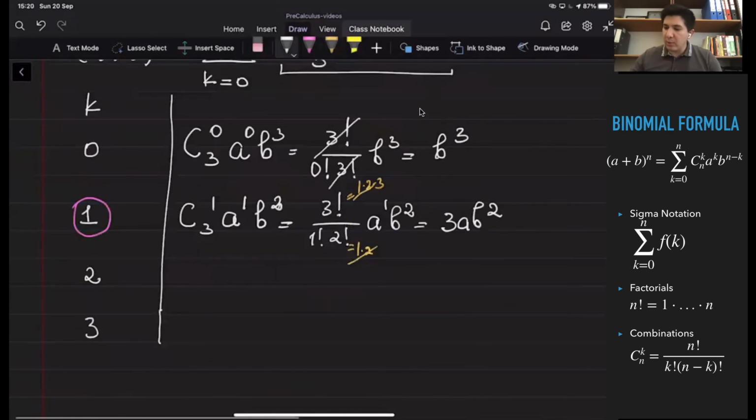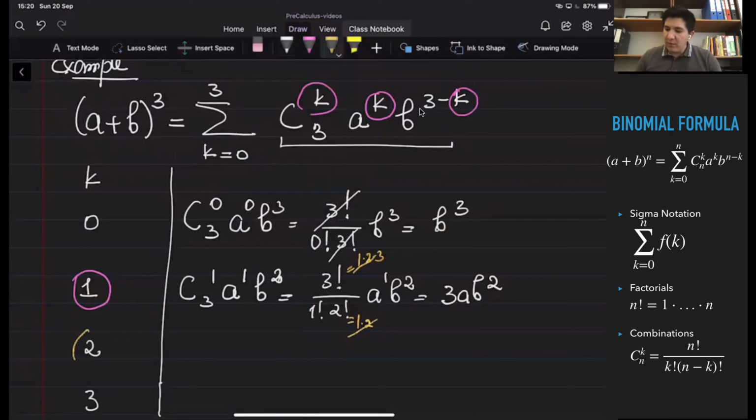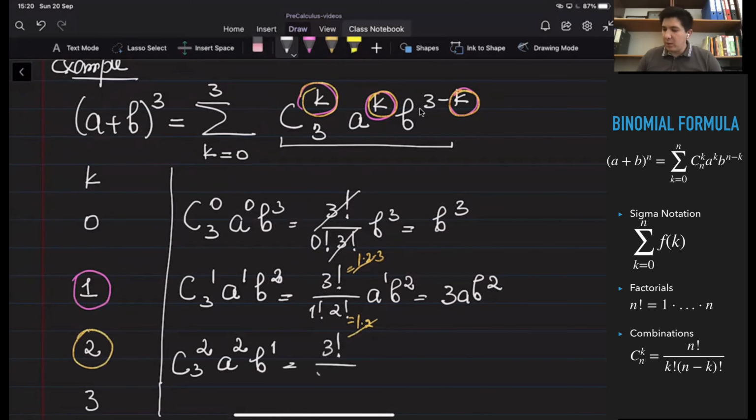When k is equal to 2, I'm just going to substitute the value of k with 2 here, here, and here. So this is going to be C(3,2), a to the power of 2, b to the power of 1. It's going to be, again, 3 factorial, then 2 factorial, and we need to multiply this by the factorial of the difference of 3 and 2, which is 1 factorial. So a squared b^1. We already know that 3 factorial divided by 2 factorial is equal to 3. So it's going to be 3a squared b.